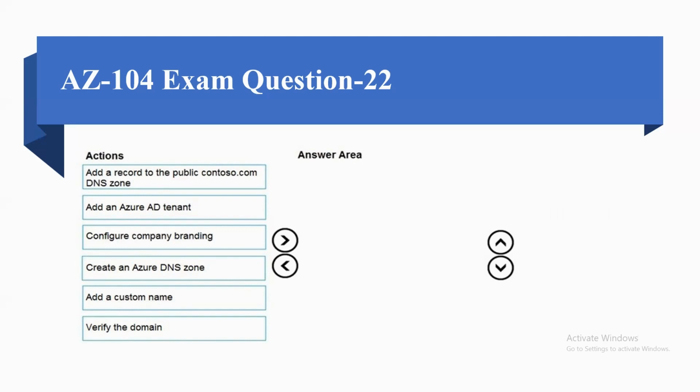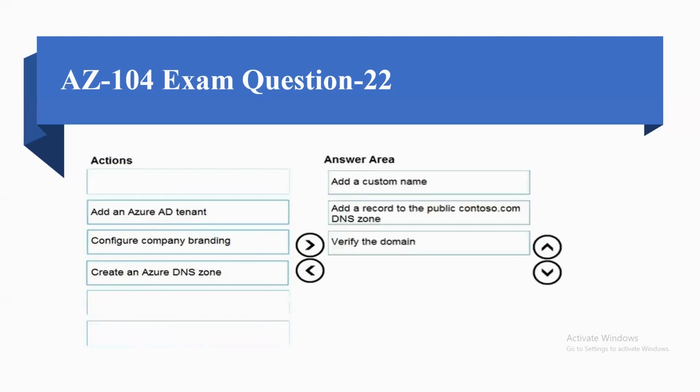And the correct 3 actions in sequence are: add a custom name. Second, add a record to the public contoso.com DNS zone. And third, verify the domain.